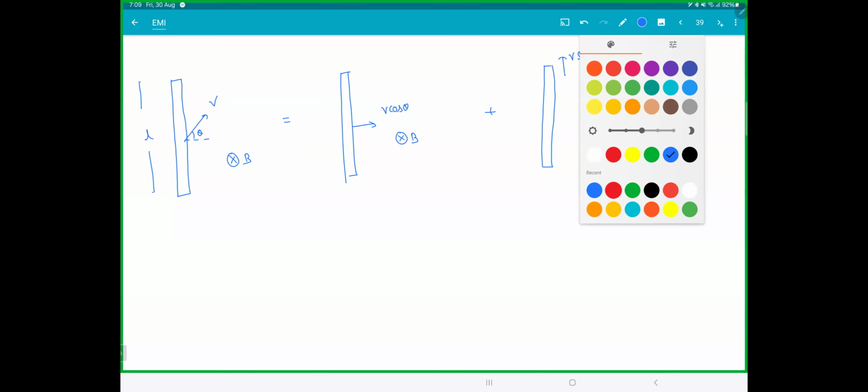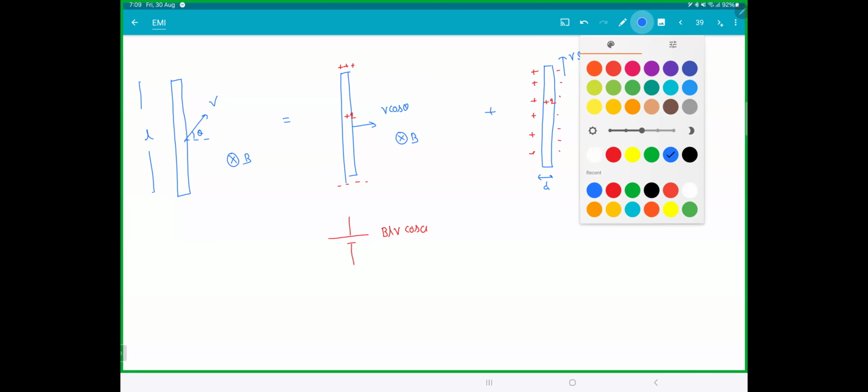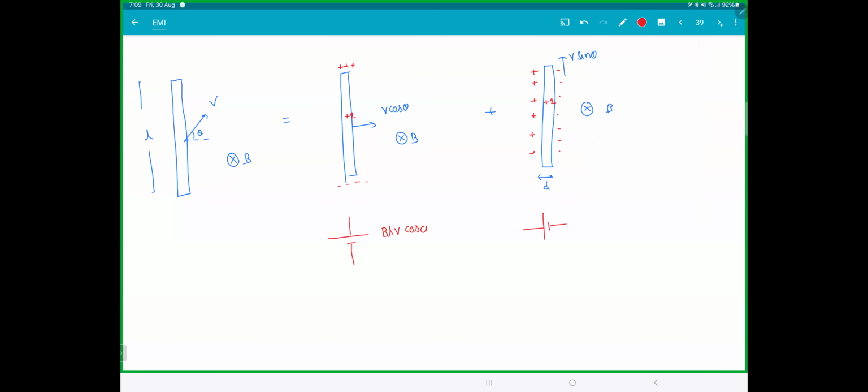Now again the same logic. If I put a plus Q charge here and see which way it goes, this terminal will be positive, this terminal will be negative. So this will act like a battery of BLV cos theta. For the other part, if you put a positive charge here, QV cross B, this side will be positive, this side will be negative. So if the width of the plate is D, there is a thickness, then you can say this acts like a battery of EMF BVD. But generally we take thin rods.